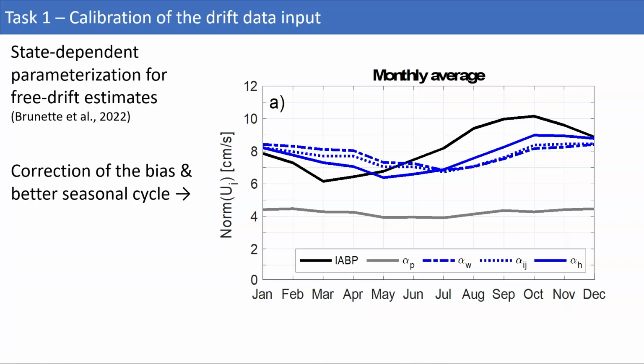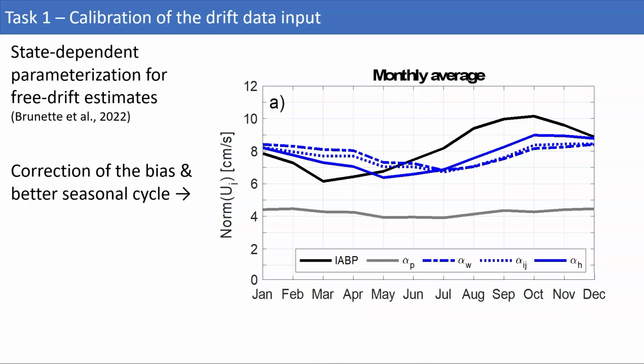And doing so, if we look at the seasonal cycle of drift speed, the solid black line is that of the drifting buoys, our reference. The gray line at the bottom is that of the free drift that was included in the Polar Pathfinder dataset, so the free drift from the NSIDC. And when we use our state-dependent parameterization to calculate the seasonal cycle of ice drift, we get this solid blue line.